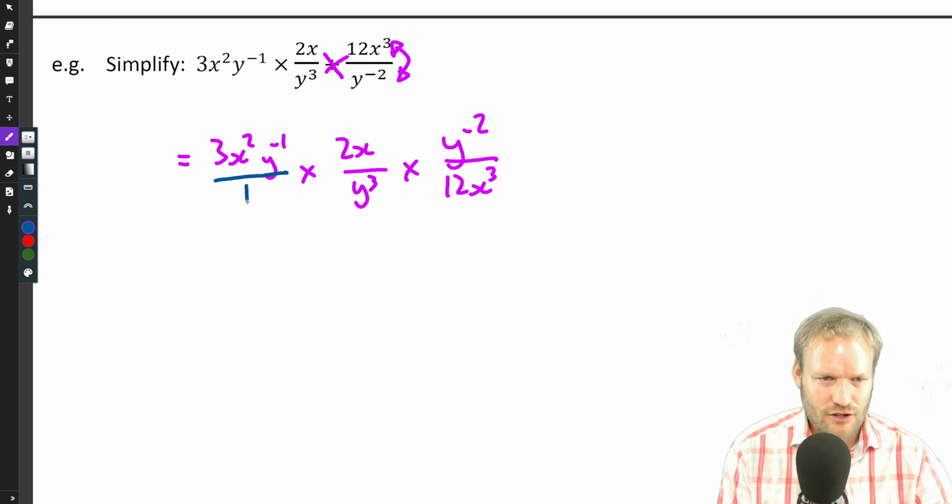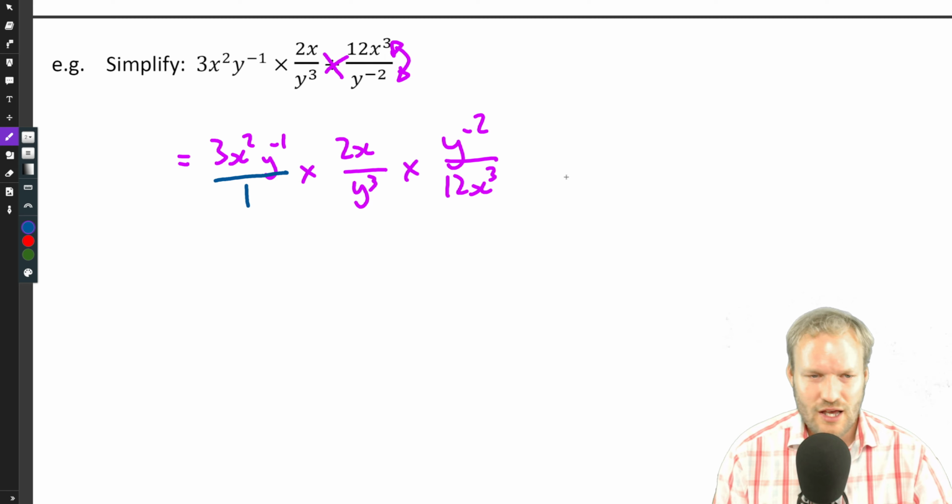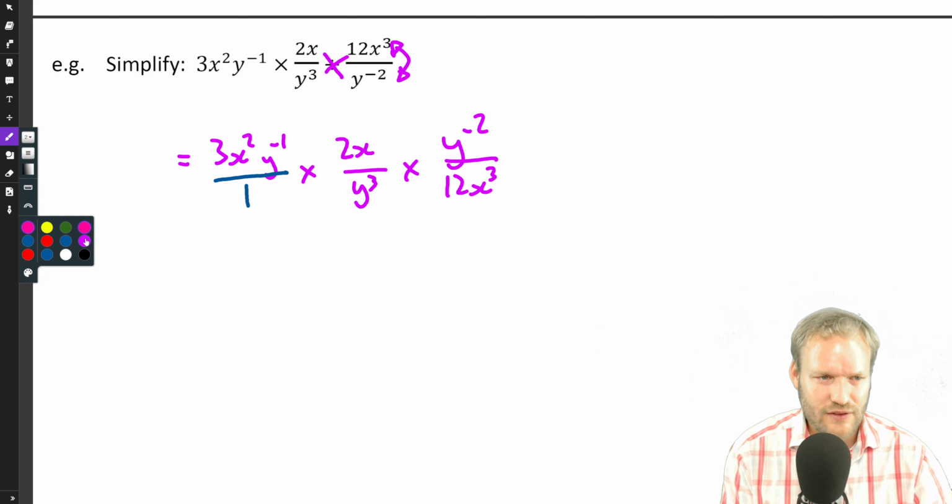Let me write this over 1. So at least everything's a fraction. I know that I'm going to have to multiply all the numerators and all the denominators. But what we can do to save ourselves a bit of time, no, let's just multiply all the numerators and then see how we could maybe save some time.